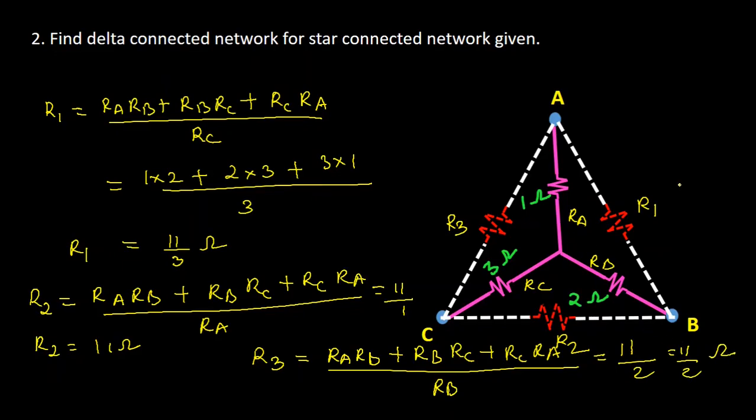So R1 we are getting 11 by 3 ohm, R2 we are getting 11 ohm and R3 we are getting 11 by 2 ohm. Okay, so these are the values for the equivalent delta connected network from the star connected network.